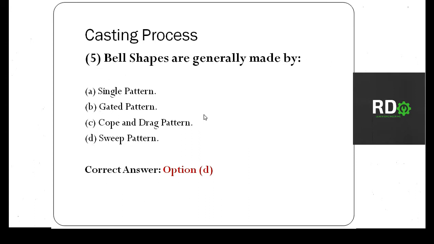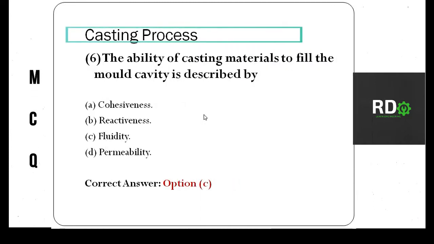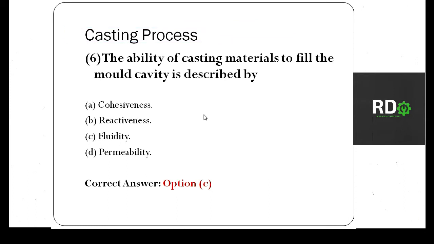That is the sweep pattern. Okay, so kindly have a look into the option D. The mold cavity is described by which? It is the fluidity. Okay, see, fluidity because it lets the fluid flow. The property of the fluid that makes it flow. Okay, that is the fluidity. So option C is the correct.